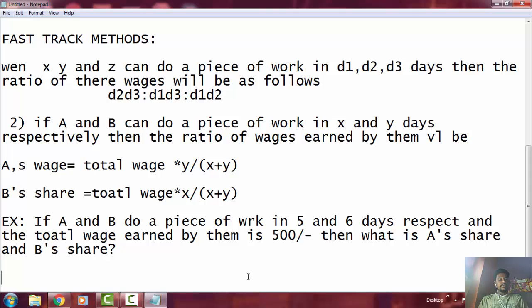You people please sort it out. I will give you 10 seconds of time, and I will also explain the concept of how to do it. Now I will give you the simple answer. He said he can do a piece of work in 5 days. So A's 1 day's work is equal to 1 by 5.